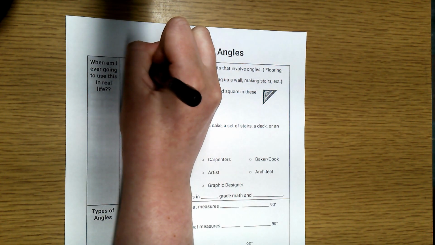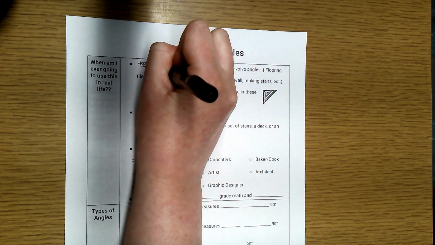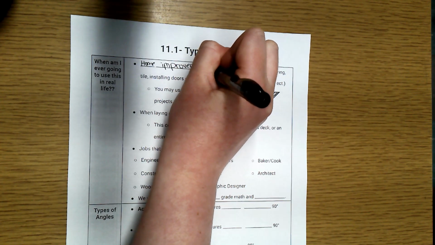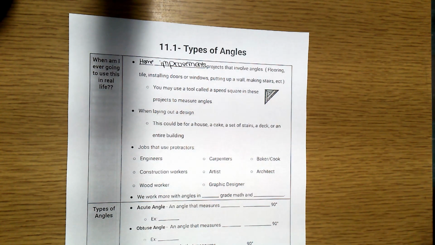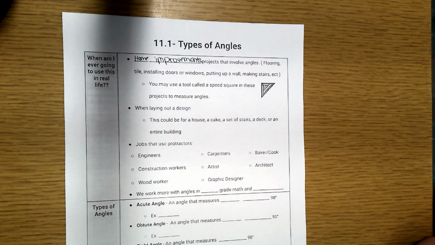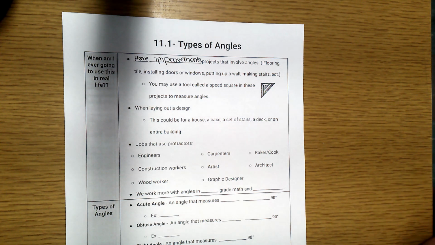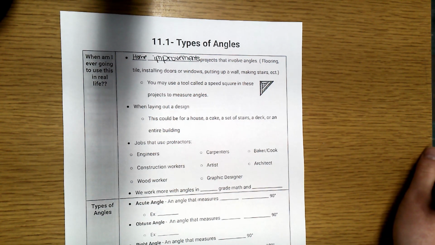Often on home improvement projects, we use angles. So when we are putting in floor, tile, installing doors or windows, putting up a wall, making stairs, etc. Most of those, you want them to be 90-degree angles, but sometimes it doesn't work out that way. Sometimes you have an old house and they didn't do that type of angle when they did them. So it comes up a lot in those types of projects.